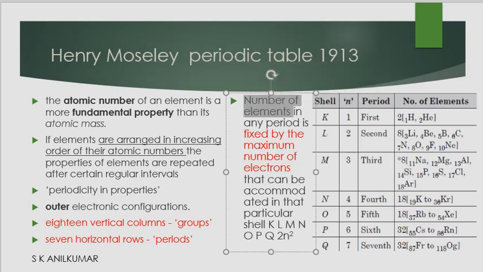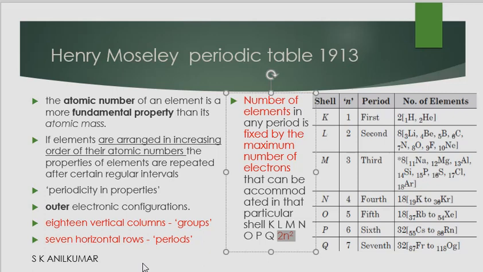The number of elements in any period was fixed by the number of electrons that can be accommodated in that particular shell K, L, M, N, O. So how much can be accommodated? It is 2 into n power 2. What is that? In the first shell, n is 1, so 2 electrons only in K shell. In L we have 8 electrons. In M how many will be there? 2 into 3 power 2. 3 is the n. So like that this will keep on increasing.